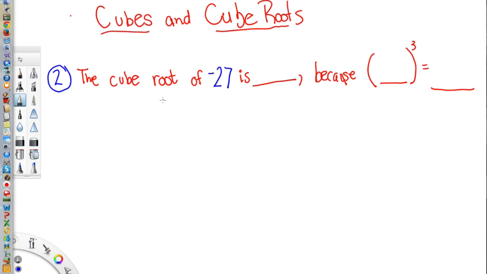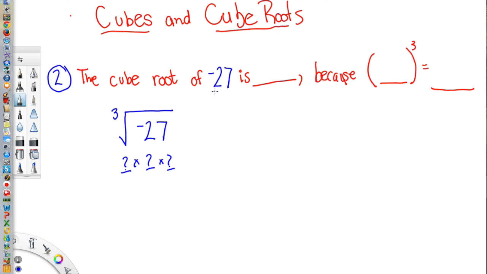Now let's take a look at number 2. It's a little different. Now it's saying the cube root of negative 27 is what? Because something to the third power is equal to something. Let's start out by writing a radical sign. We want to find not the square root, but the cube root, so we put a radical with a 3 up in this corner here. That's asking for the cube root. So once again, we want to know what times what times what equals negative 27.